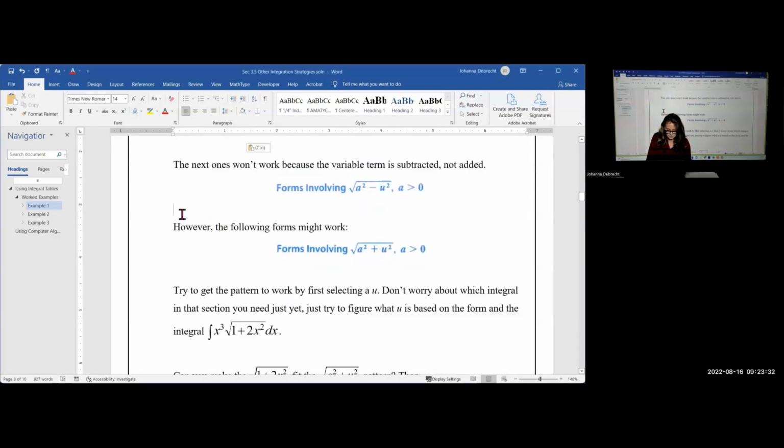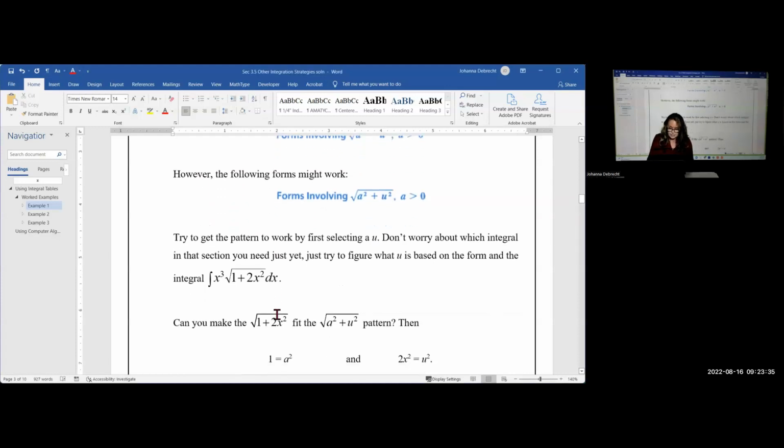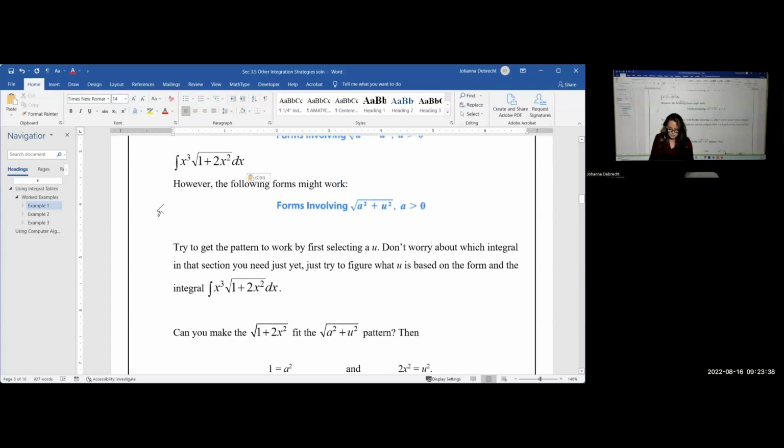Here's another example. Let me see if I can paste this down below as well. Here is my example that I've got. This is the integral I'm trying to find. This one looks like we might have a winner. I've got forms of a squared plus u squared under the square root, a greater than 0. Well, sure enough, I've got a 1, which could correspond to the a squared, so that a would be 1. Remember, a is strictly positive. I've got a plus 2x squared, which I could let be u squared, so that u would be square root of 2x. So it looks like this pattern might well work.